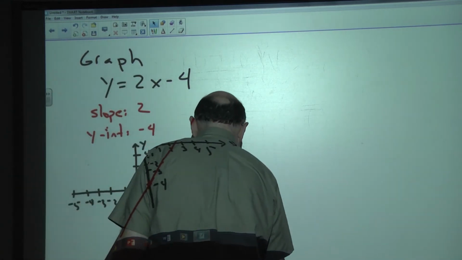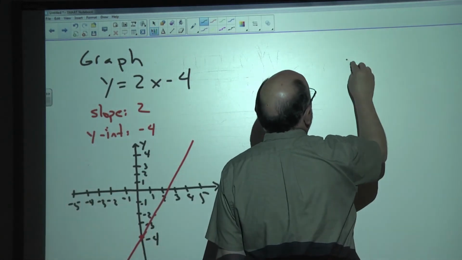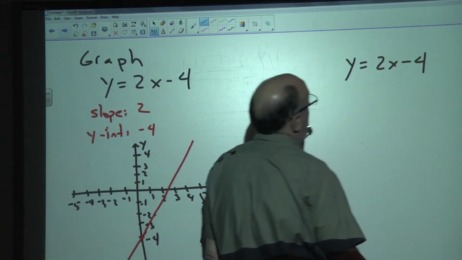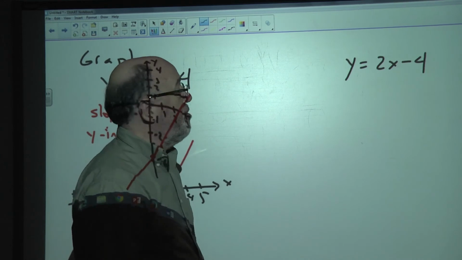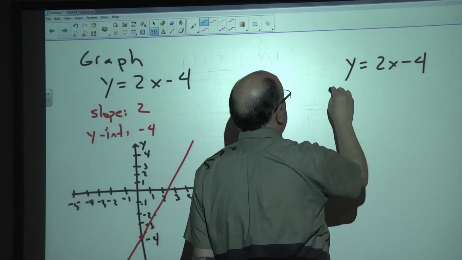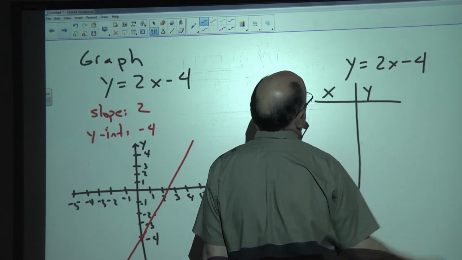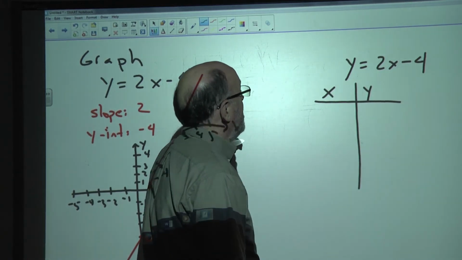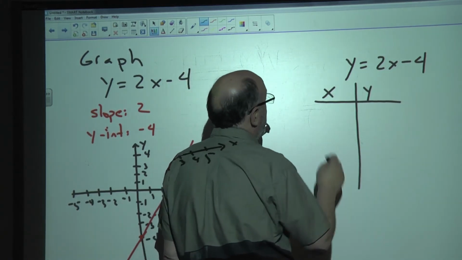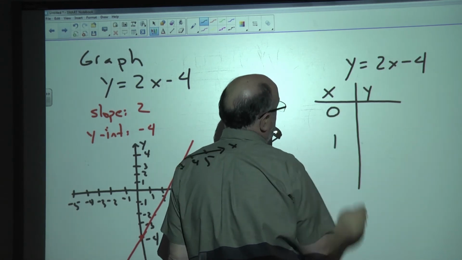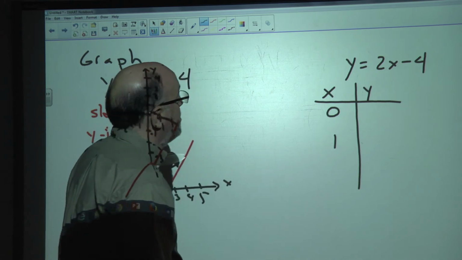And then the other way of doing this would be, we need to have 2 points in order to graph a line, so that we can make a chart. Right? We're going to pick two values for x. And so let's take 0 and 1, two easiest numbers to plug in.